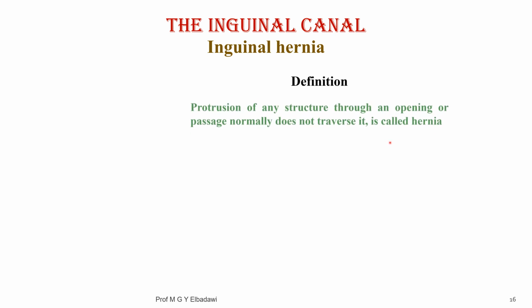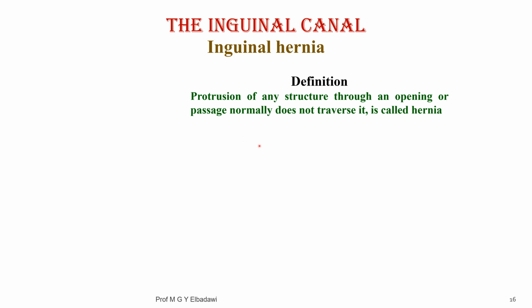Now, let's have a brief idea about the inguinal hernia. Definition of a hernia: any structure passing through, or protruding through, an opening of a cavity which normally does not traverse that part is called a hernia, or in other words, protrusion of one of the contents of a cavity through a weak point in the walls of such a cavity. That is a hernia.